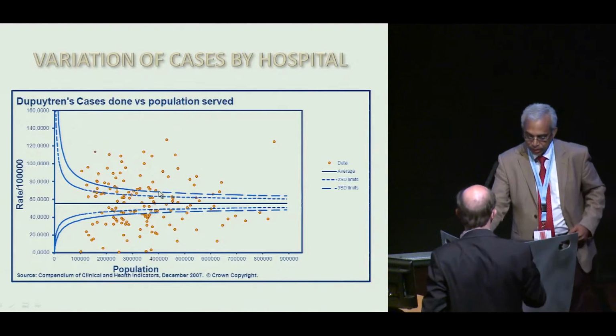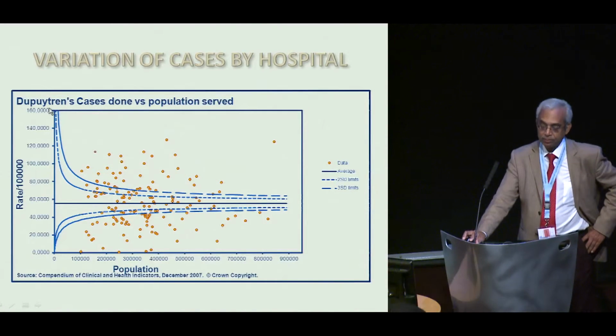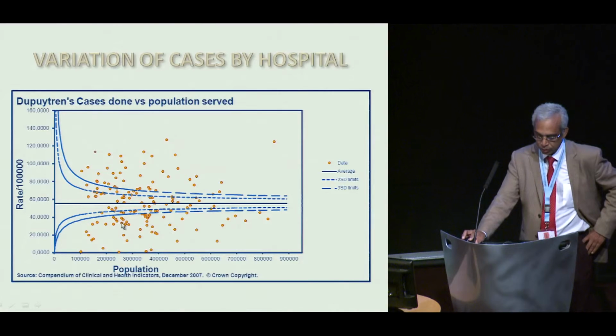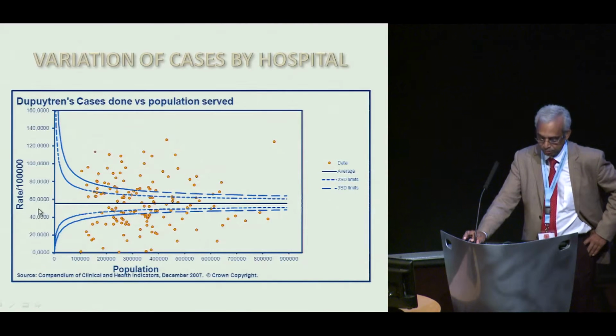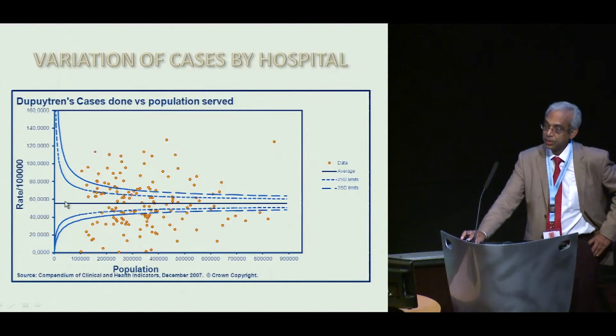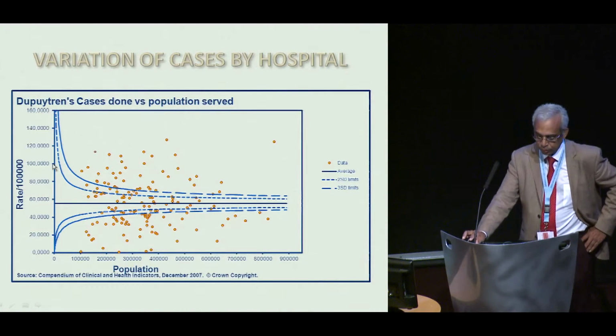Okay, so this is called the funnel plot. On the x-axis, what you have is the population served by each of these different hospitals. And on the y-axis, you've got the rate per 100,000 population per year. And here you have the mean line, which is just over 50 per 100,000 population per year. So that is the rate in England. Now, these are control lines: this is 2 standard deviations away from that mean, and this is 3 standard deviations away from the mean. So those are your control lines.